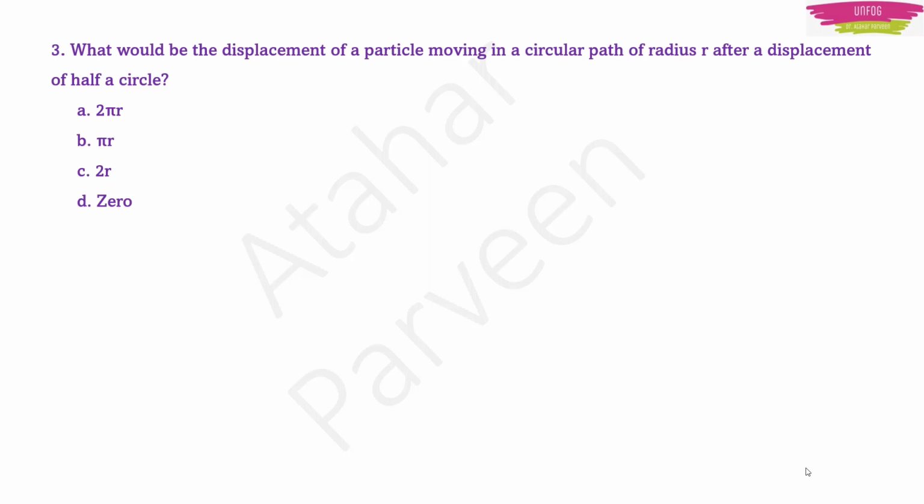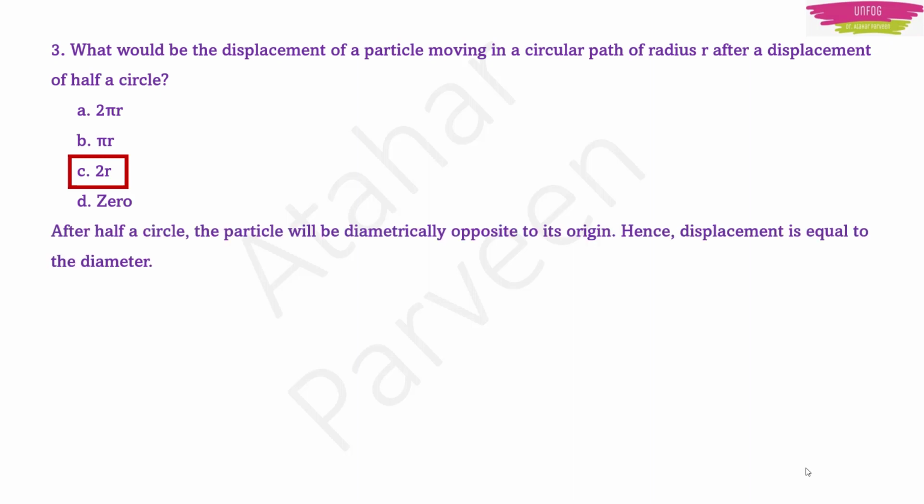Obviously, right? I have explained the same question in our previous lecture by giving a diagram also. If you have attended that lecture, then this will be very easy for you. This question is just like a quick recap for us. So the answer will be 2r. But why 2r? Again, I'll repeat it for you. After half a circle, the particle will be diametrically opposite to its origin. So displacement will be equal to the diameter, and diameter is equal to 2 times the radius.